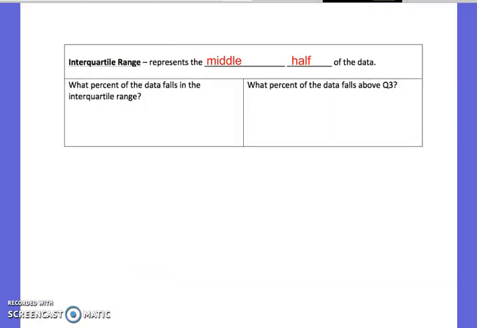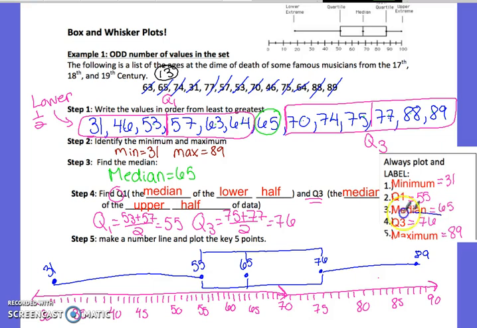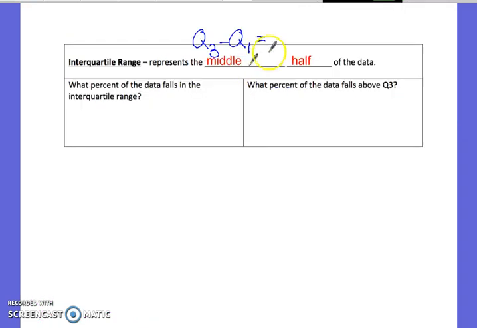Now we're going to talk about interquartile range. Interquartile range represents the middle half of the data. You do it by doing Q3 minus Q1. If we look back at our last question, Q3 was 76, Q1 was 55. That's saying the range from 76 to 55. This range is your interquartile range. So you would do 76 minus 55, which equals 21.